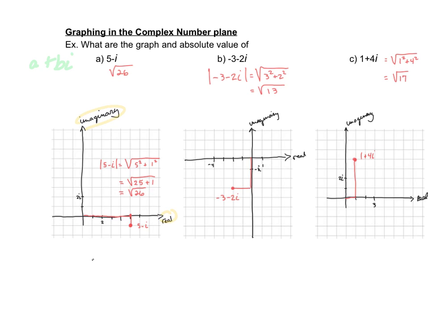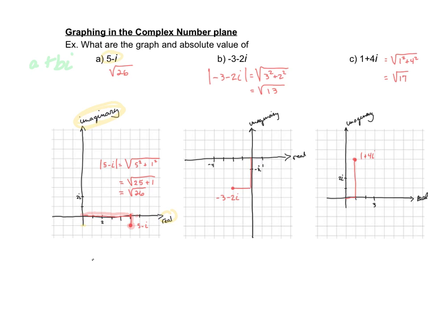So as I graph this first example, I have 5 minus i. So on my imaginary axis, I go minus i, so that is -1i, and then I am going to go over 5 units on my real, so I end up going over 5 units, down 1. So this is the location of 5 minus i.